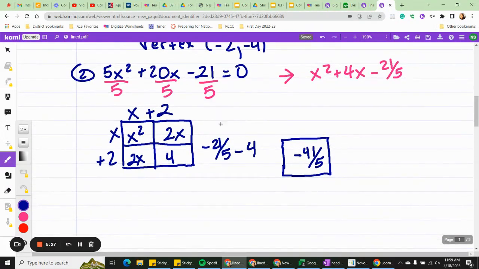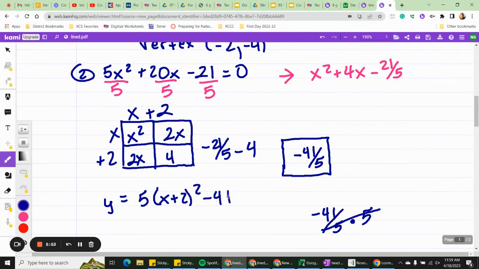And then our last step, this is the new part, we're going to multiply everything by 5 to get our final answer. So I'm going to write y equals, and instead of just writing x plus 2 squared, I'm going to put 5 in front. And then instead of writing minus 41 over 5, I need to go ahead and multiply that 41 over 5 times 5. When I do that, the 5's cancel out and I just get a minus 41. So here's vertex form, and the vertex would be the point negative 2, negative 41.